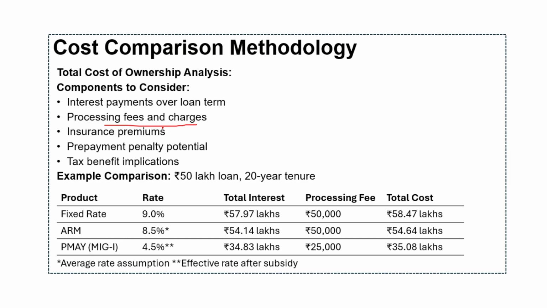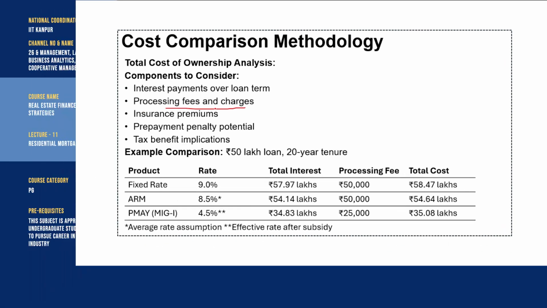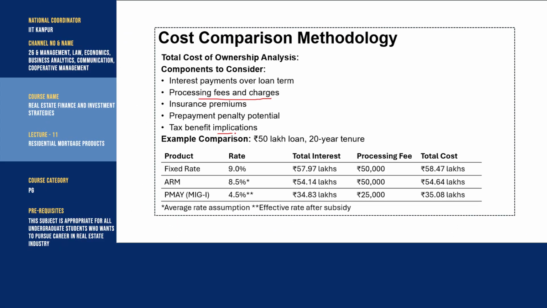Tax benefit implications through Section 24B and Section 80C deductions can reduce effective borrowing cost by 20 to 30%. So tax benefit implications are also there.